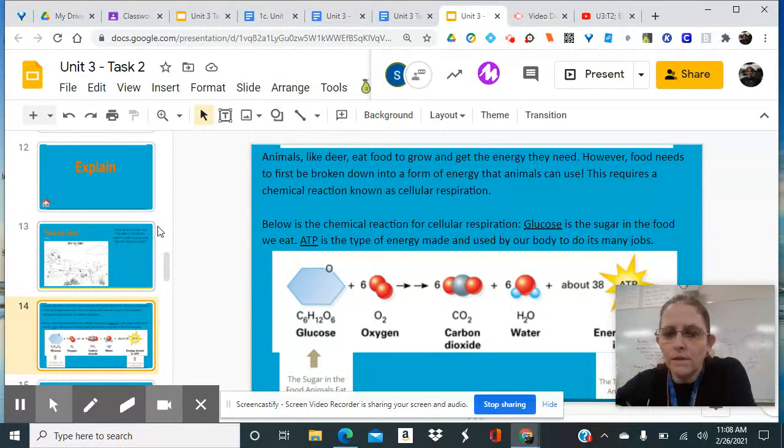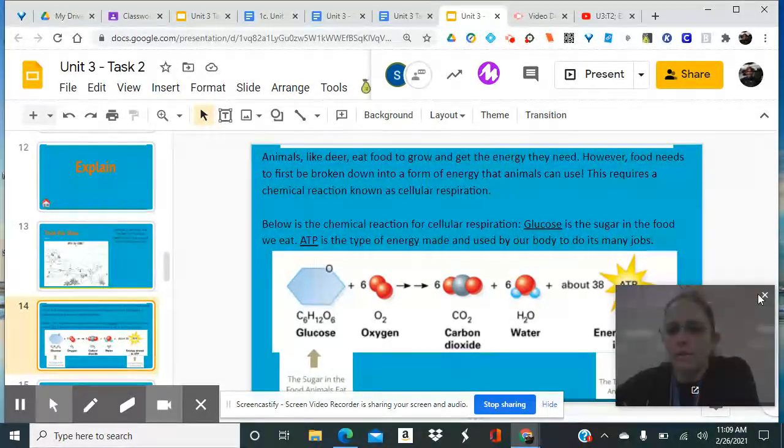So food gives you energy, but food has to be broken down into a form of energy that can be used. So we're going to explore the chemical reaction known as cellular respiration. That is the chemical reaction that breaks down your food in order to give you the energy to do your everyday tasks. Okay, so on this slide, you have the chemical reaction for cellular respiration.